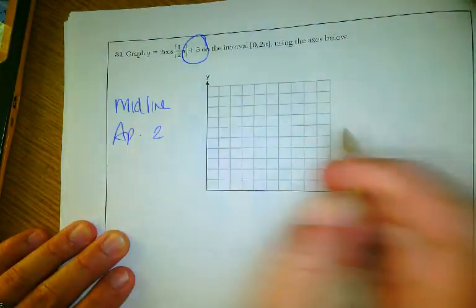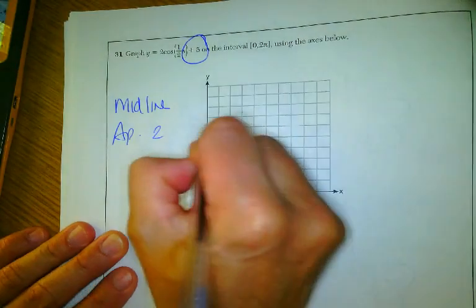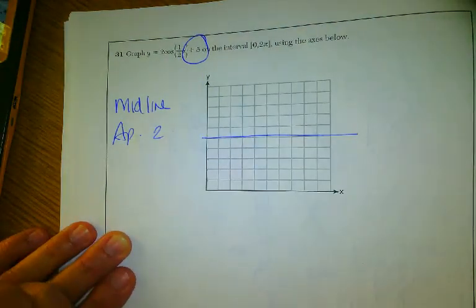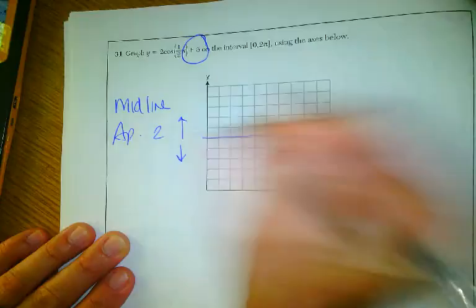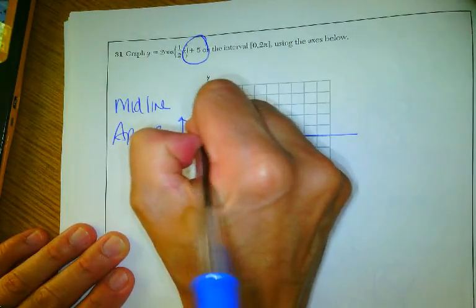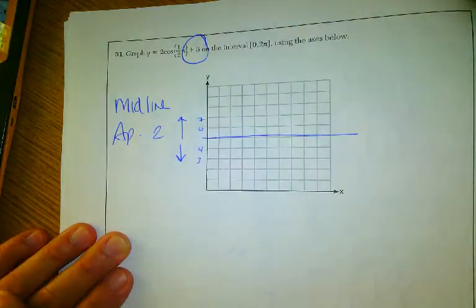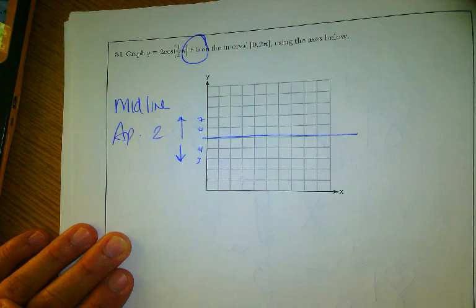Amplitude is 2. So I'm going to start with 5. 1, 2, 3, 4, 5. Amplitude is 2. That means I have to go up 2 and down 2. So 6, 7, and 4, 3 are my maxes and my mins.